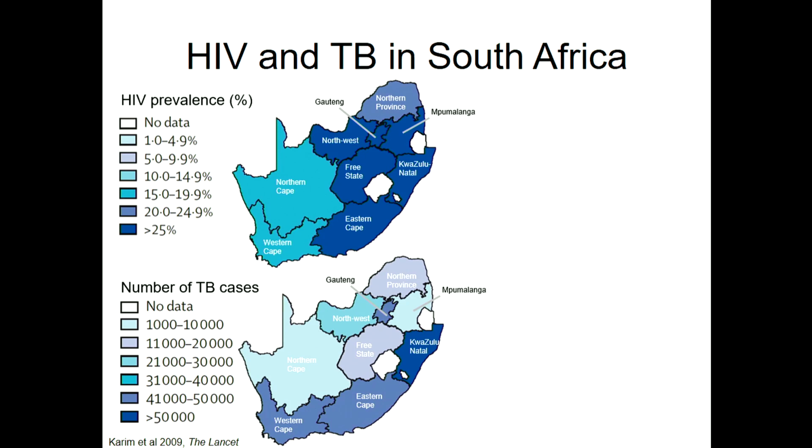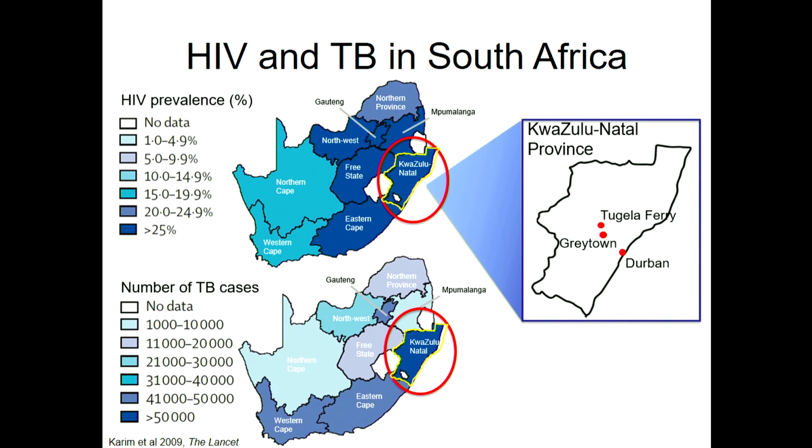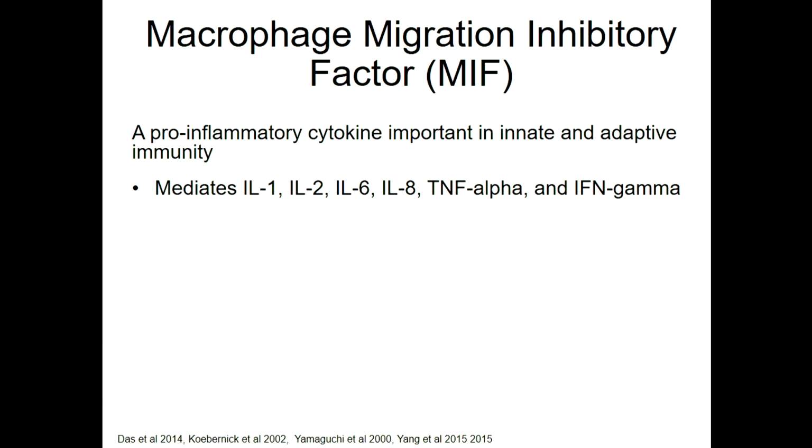I'd like to highlight the province of KwaZulu-Natal, which is the darkest blue in both of these maps. So it's really one of the epicenters of this TB and HIV co-infection. Zooming in on the province of KwaZulu-Natal, you can see Durban, Greytown, and Tugela Ferry, the 3 regions where we recruited patients. This brings us to macrophage migration inhibitory factor, or MIF.